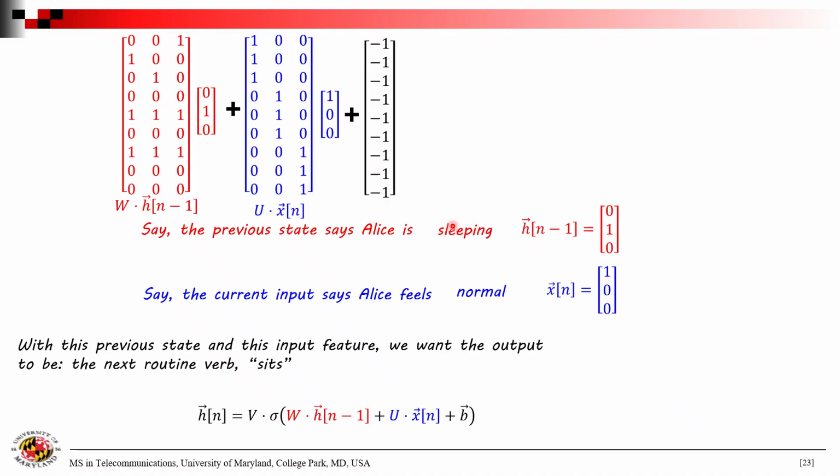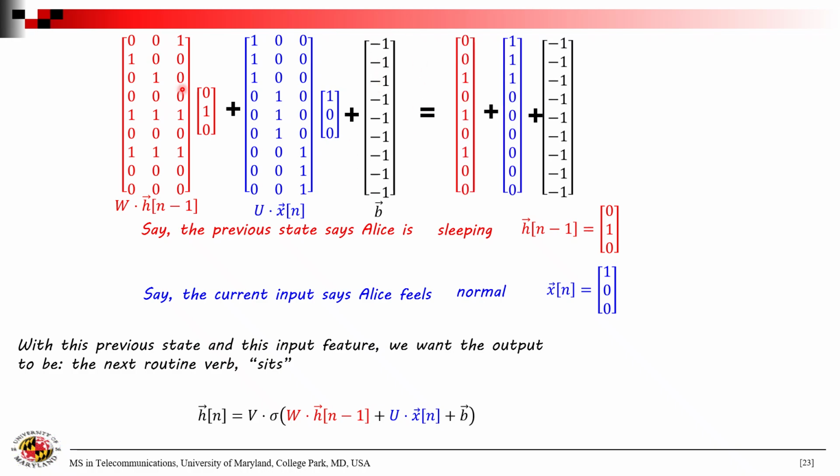We know that for Alice sleeping yesterday, we take the W matrix and we post-multiply it by the vector for sleeping. And then we add U times the driving function, which in this case is normal. Today's a normal day. She follows her routine. And finally, there is the bias term right there. Now, when you add the three of them, what do you get? Well, this W is post-multiplied by a vector of all zeros except for a 1 in the second position. That means we pluck the second column of W and we copy it here.